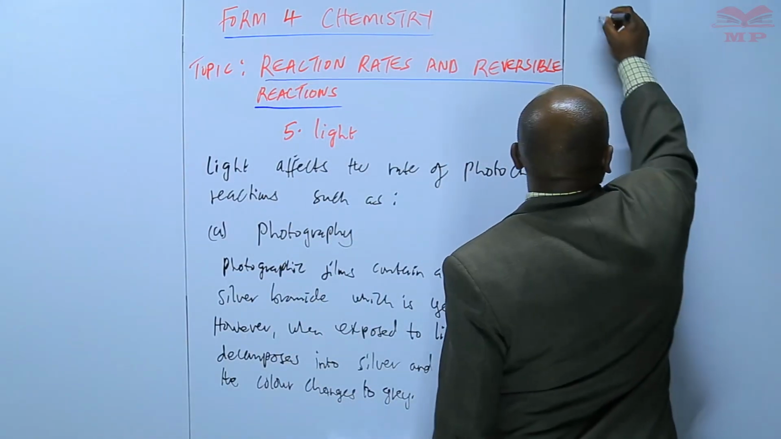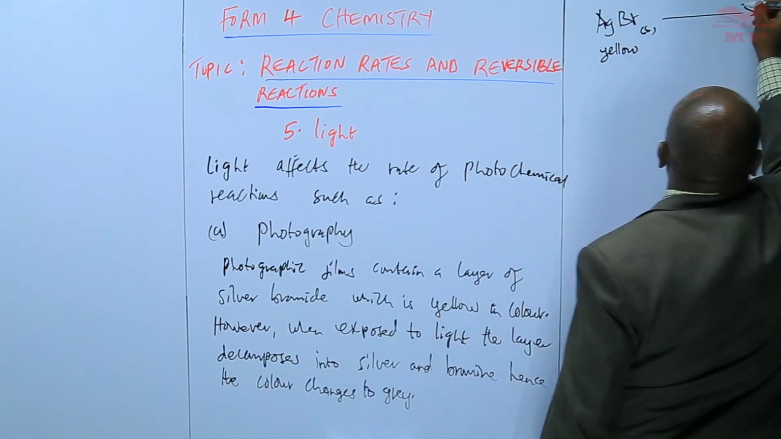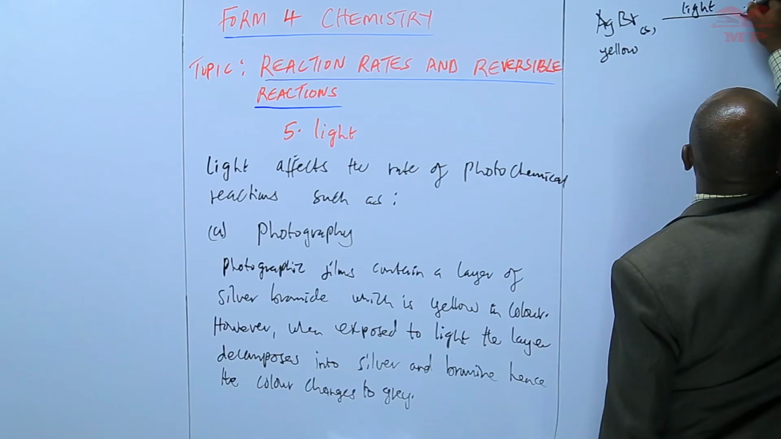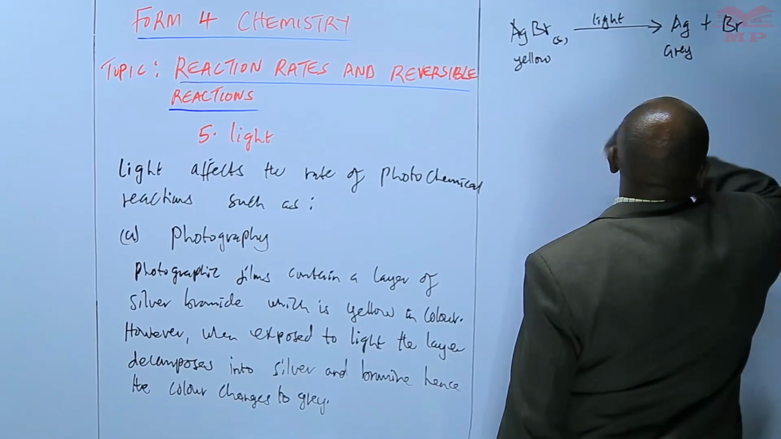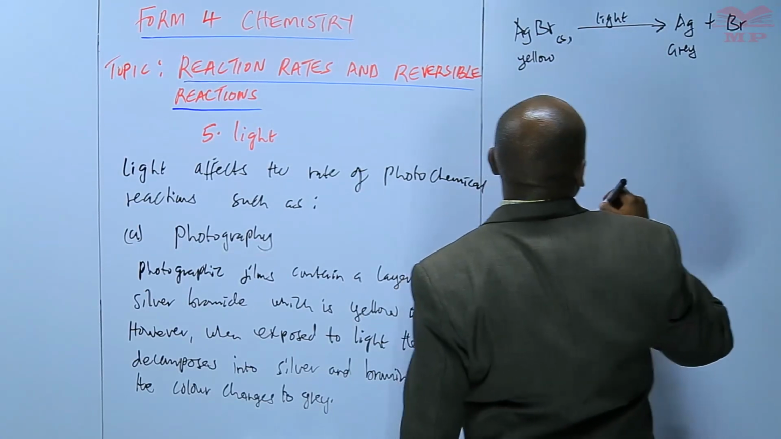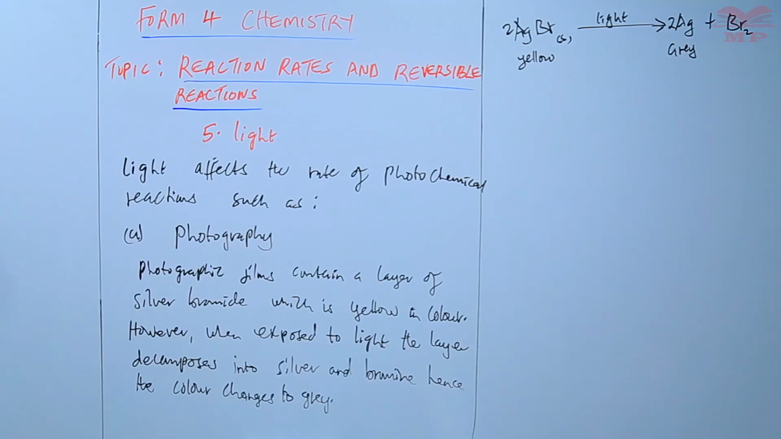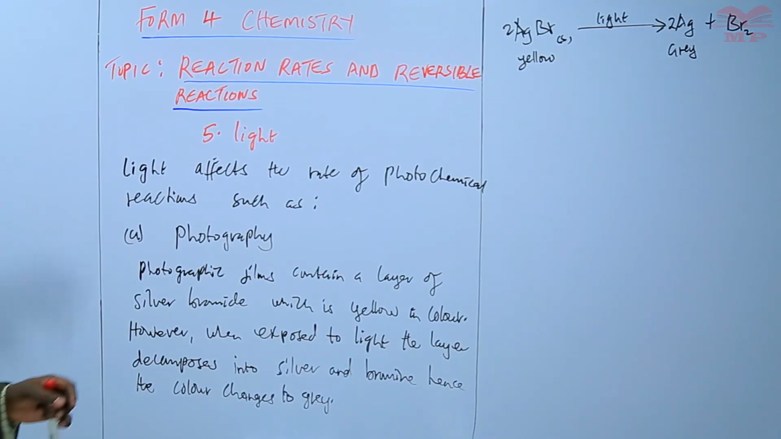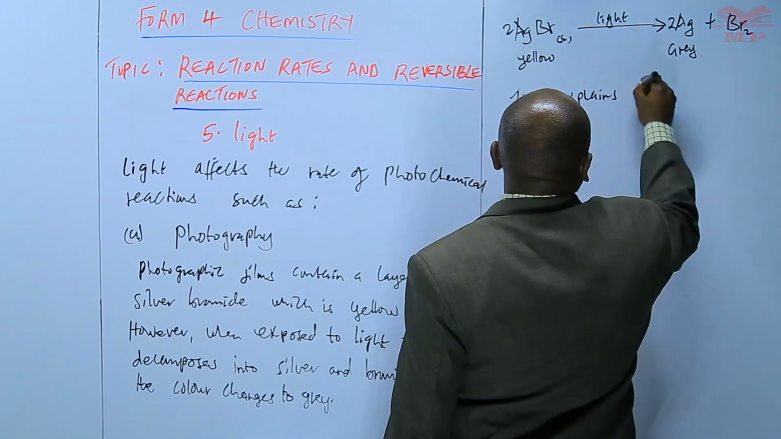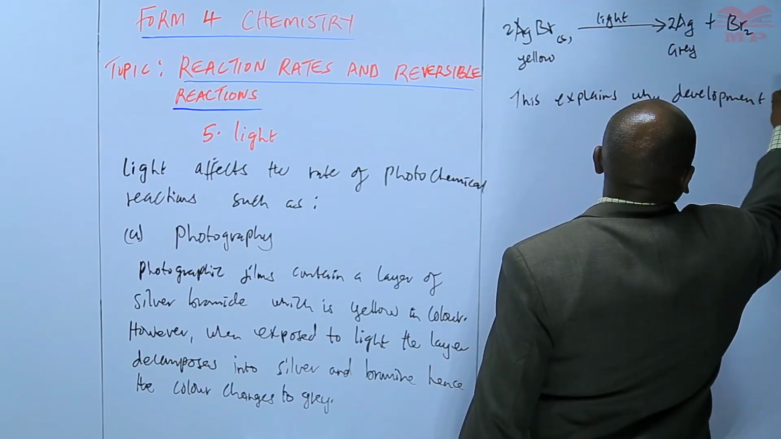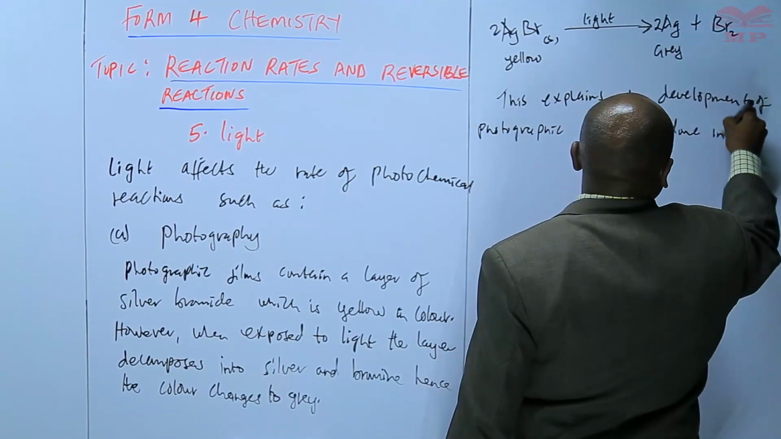So you're saying that silver bromide found in photographic films is yellow, but when it is exposed to light, it decomposes into silver and bromine, and it forms a color that is gray. So in such a reaction, that explains why development of photographic films is done in the dark room.